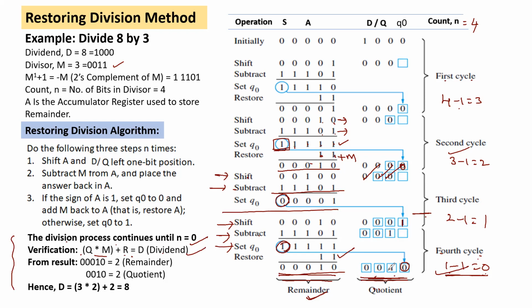From the above result, what is the value of the remainder? 0, 0, 0, 1, 0. Its equivalent value is 2. Similarly, the quotient value is 0, 0, 1, 0, which is 2. Now we substitute these remainder, quotient and divisor values here. Q is 2. M means the divisor, which is 0, 0, 1, 1, and its equivalent is 3. Plus the remainder, 2. 2 into 3 is 6, plus 2 is equal to 8. This is the equivalent dividend value. So this is the division of two numbers using the restoring division method. Thank you.